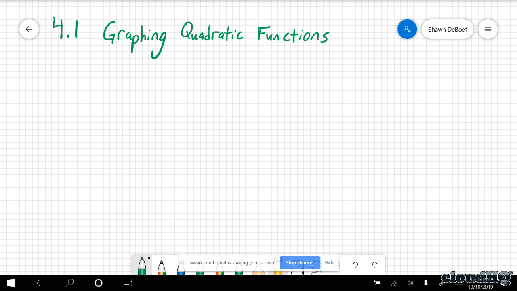Hopefully you recall from an earlier unit when we talked about transformations that when you graph a quadratic, we get a parabola. A quadratic has an x squared in there. Everything we've done prior to this chapter was linear, so it had an x, now we get into x squared. We are going to be focusing today on the standard form of a quadratic function, which is this.